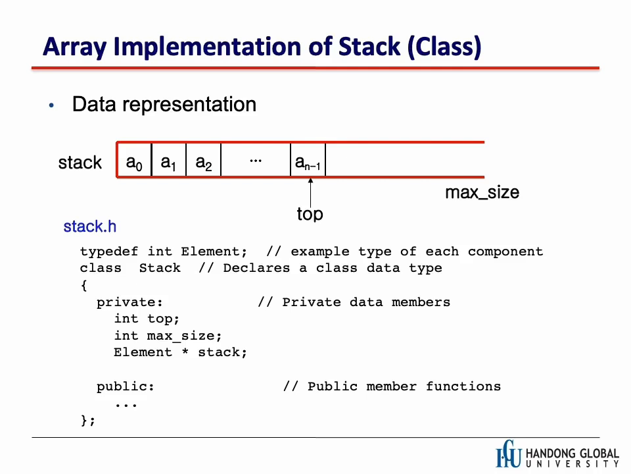Okay, and then in the class stack, we have all the data variables as private members. Okay, and since these are private, then from the client functions, they cannot have any access to these members. So they need functions to have access to these variables. And we will have all the operations as public member functions here.